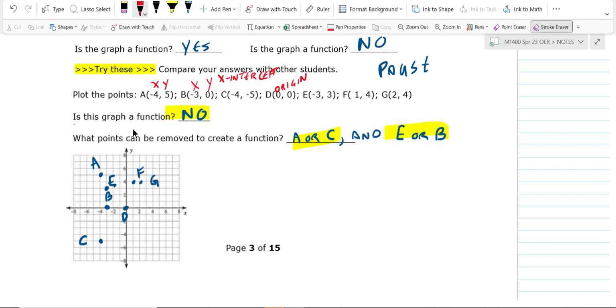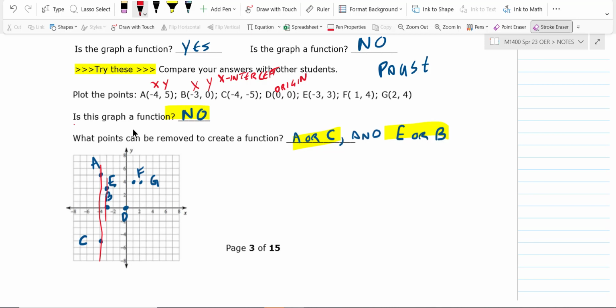F, you're going over 1, up 4. G, you're going over 2, up 4, like that. So the thing on this is this is not a function because of this problem right here. There's two places where vertical lines go through 2 points. So it's not a function.